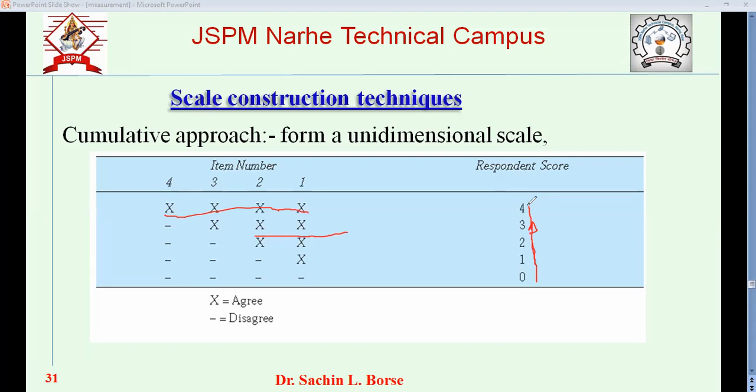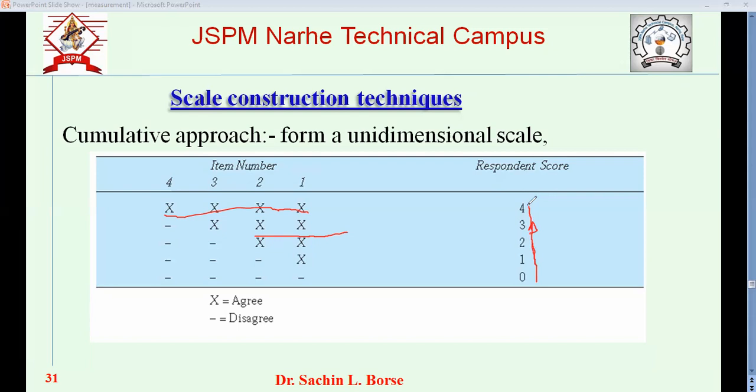What is the meaning of that? When statement 4 is correct, all statements below it, 3, 2, 1, are also correct. When statement number 3 is correct, the statements below that, 2 and 1, are also correct. When statement number 2 is correct, 2 and 1 are correct. Like this. That is called a unidimensional scale. So basically Guttman's approach is a unidimensional scale.